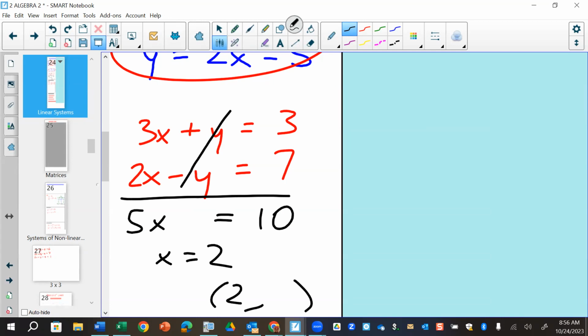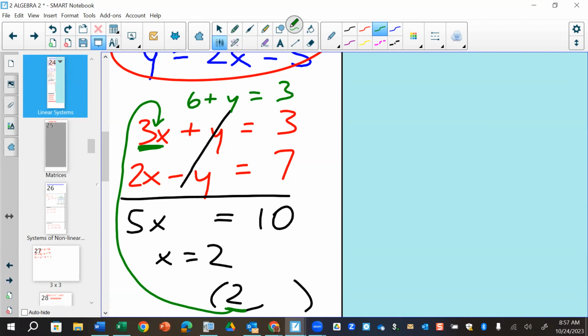And now plug it in to any of the equations up top. Which one's probably the easiest one? The top one, because everything's positive. So plug it in. Now you got what here? 3 times 2 is? So you got 6 plus y equals 3. Subtract 6, and what did we get? As expected, -3. Okay, so that was linear combo. And the other methods, let me talk about them, but they wouldn't have been your go-tos.